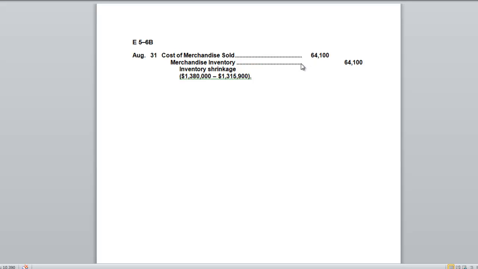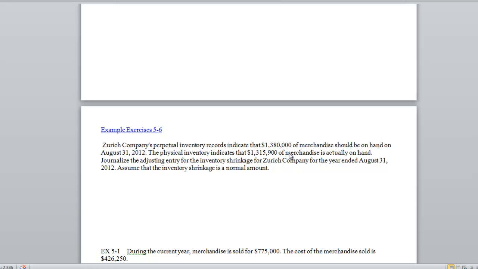Now if we go back to the problem, let's see what it says. It says here that the inventory shrinkage is a normal amount. Okay, now if it had not been a normal amount, if it had been unusually large, it might have been disclosed separately on the income statement. In this case it was not, so we can just leave it as part of cost of goods sold.